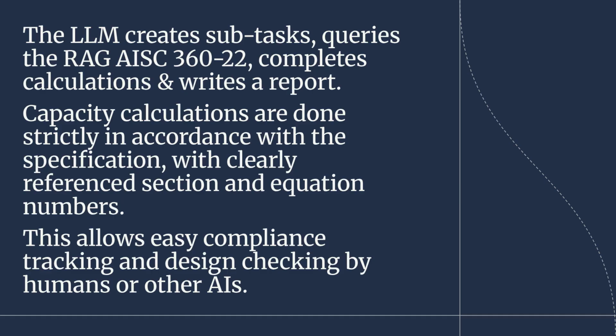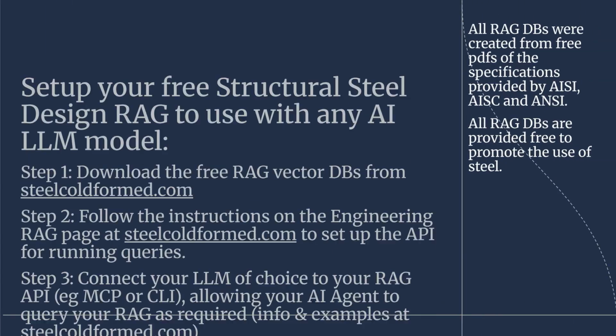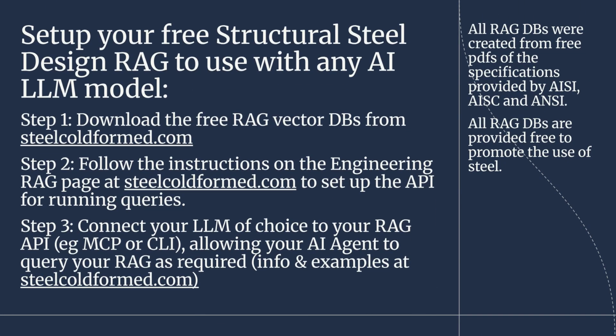Step 1. Download the free RAG vector databases from steelcoldform.com. Step 2. Follow the instructions on the engineering RAG page to set up the API for running queries. Step 3. Connect your LLM of choice to your RAG API, allowing your AI agent to query your RAG as required. RAGDBs were created from free PDFs of the specification provided by AISC and ANSI. All RAGDBs are provided free to promote the use of steel.